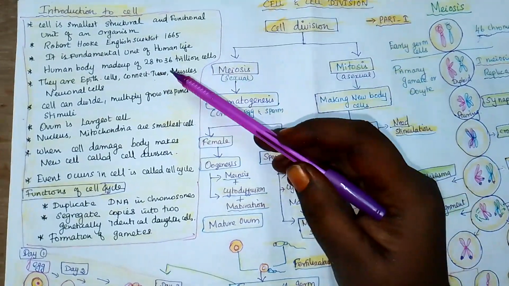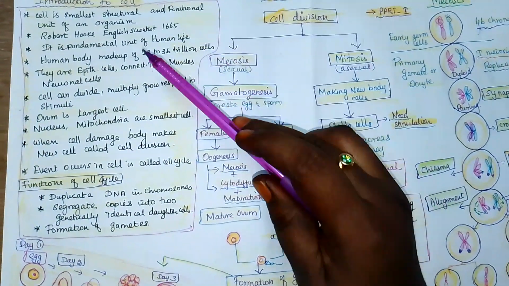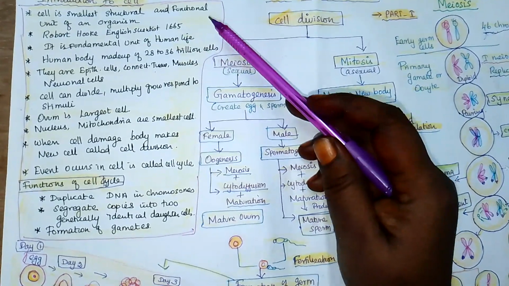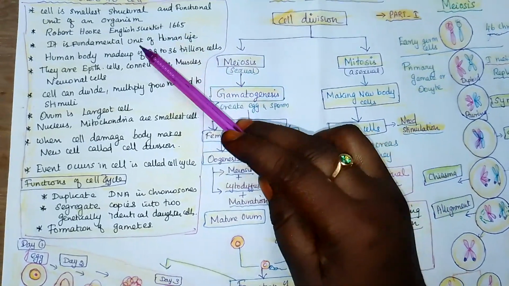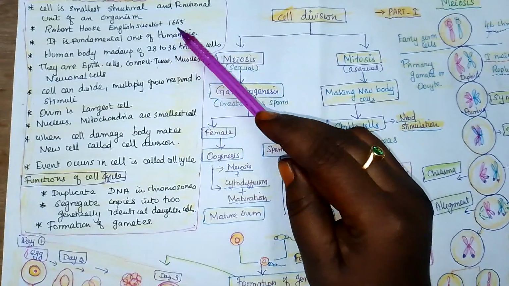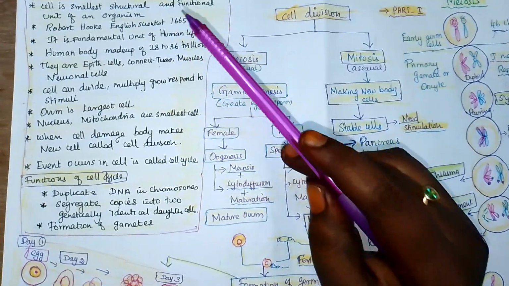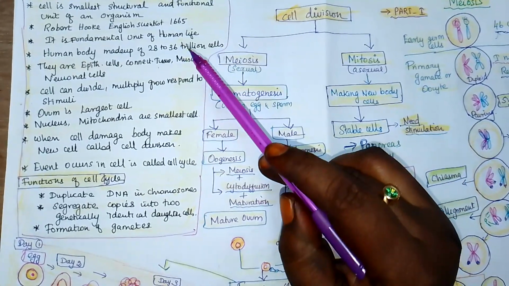If you see, the cell is the smallest structural and functional unit of an organism. We have single-cell and multicellular organisms. Who found out the cell first? Robert Hooke, an English scientist, discovered it in 1665. It is really a fundamental unit for human life, right?